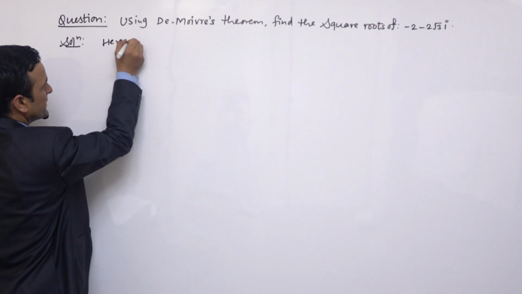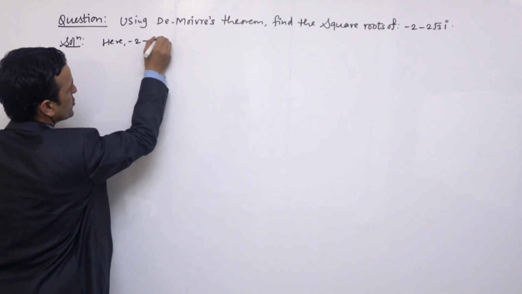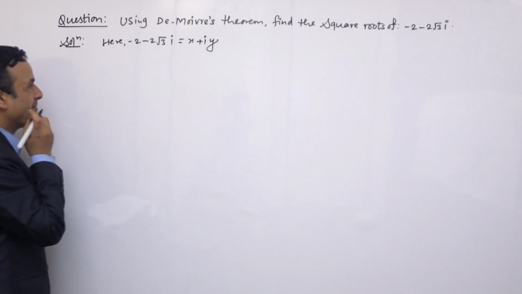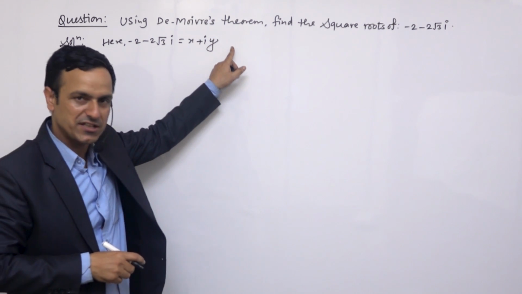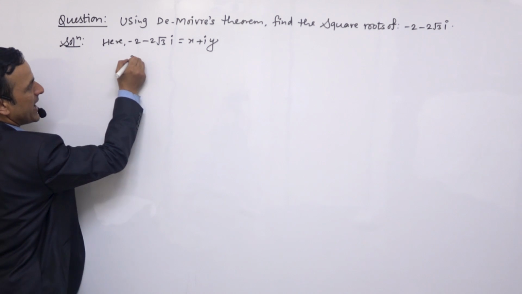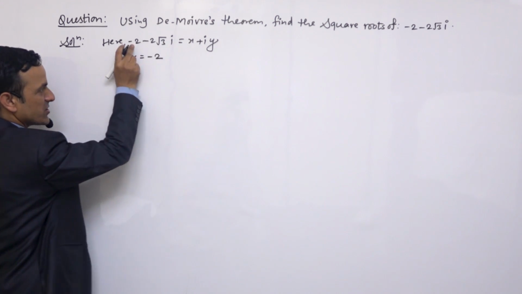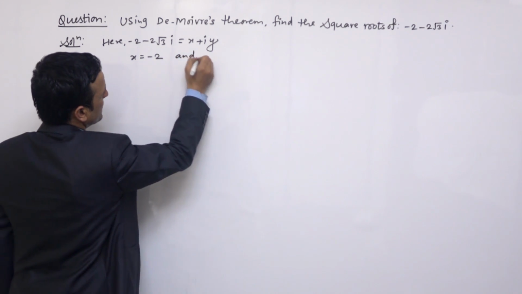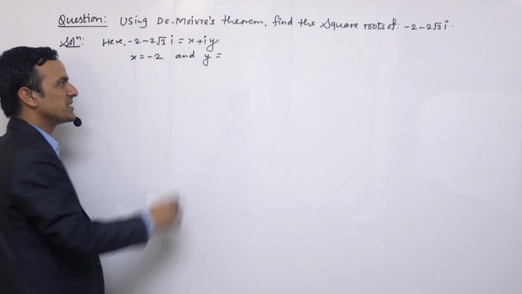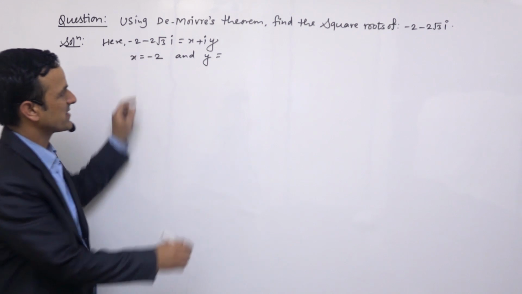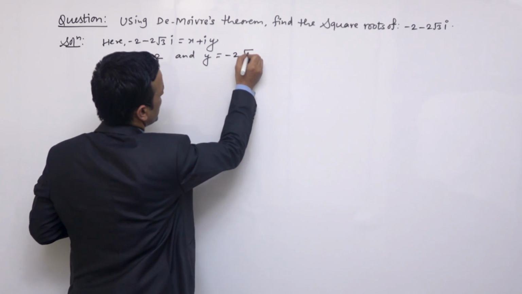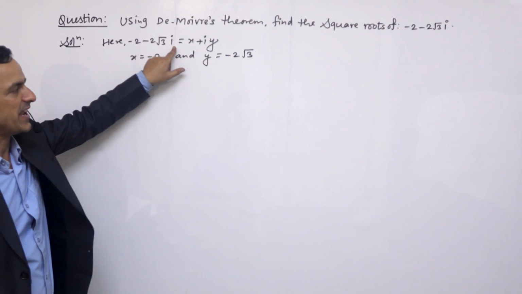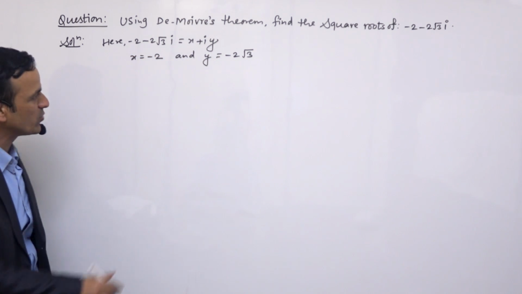So here minus 2 root 3 i means x plus iy. Comparing real part and imaginary part, we get the value of x. So x is equal to minus 2, real part equal to real part, and the value of y, imaginary part equal to imaginary part, so the value of y is minus 2 root 3, coefficient of i and coefficient of i. In this way we can compare.